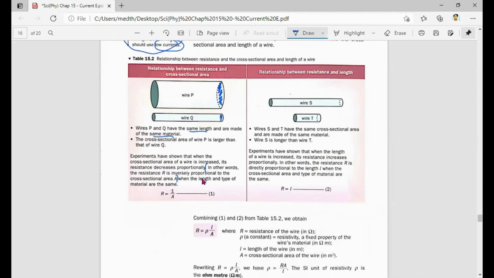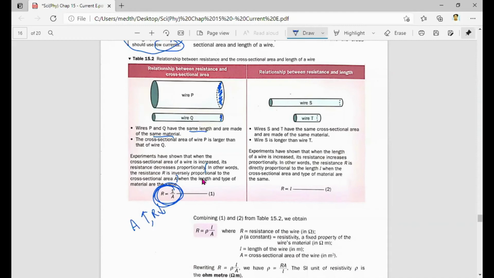Later we'll go through some examples. I just need you to take note of this: when A increases, R will decrease. A is your cross-sectional area.